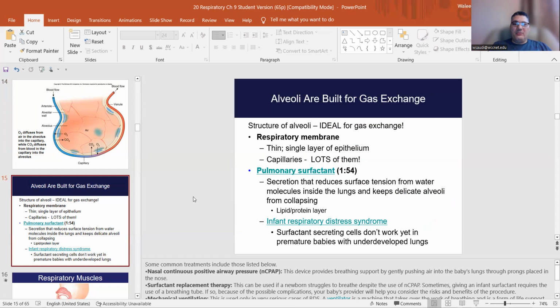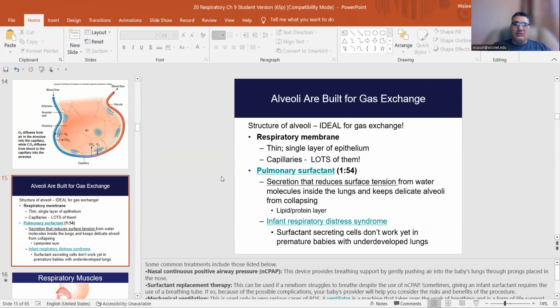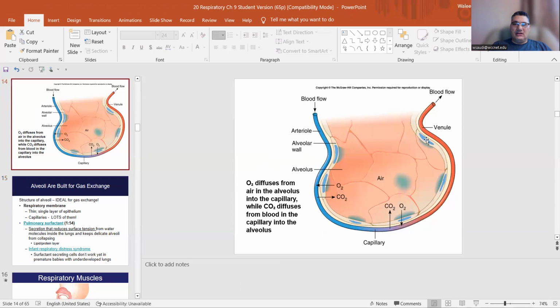So this word here, pulmonary surfactant, it's a secretion that lowers or reduces surface tension. Pulmonary surfactant, surface tension, reduce surface tension. Surfactant reduces surface tension. So when the surface tension is reduced, this is not going to collapse. If the surface tension increases, surface tension is this wall pushing in. If the surface tension increases, this wall will collapse, and the lung is not going to do the exchange, and this person can actually die.